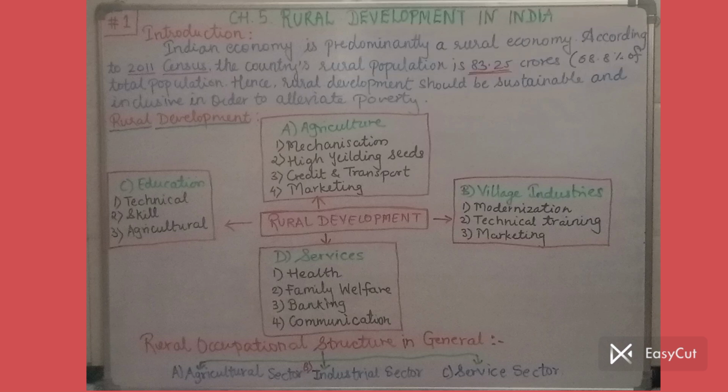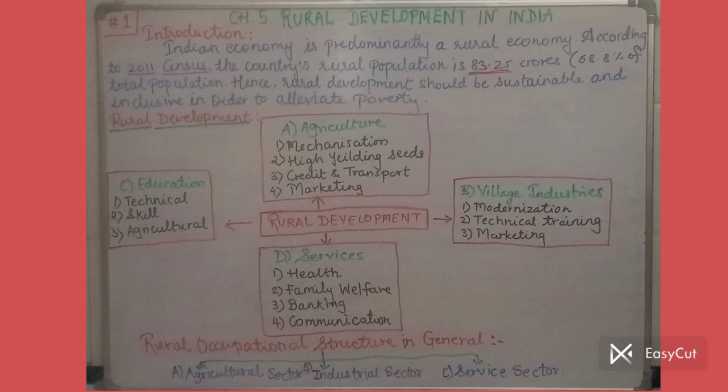So I repeat, for agriculture, the main four points to be improved are: first, mechanization of farms, then high yielding seeds and good quality fertilizer, then third, credit and transport facility, and fourth, marketing. If we pay attention to these areas, then naturally our agricultural sector will surely develop.